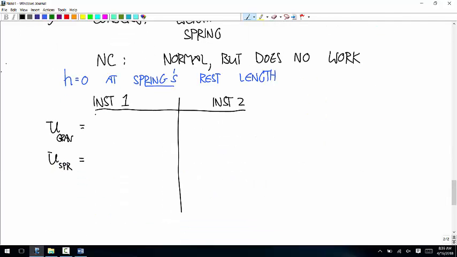So the gravitational potential energy is, the first one we're doing is the gravitational. So we're just trying to figure out, when you pull it back along the ramp 0.0696 meters.